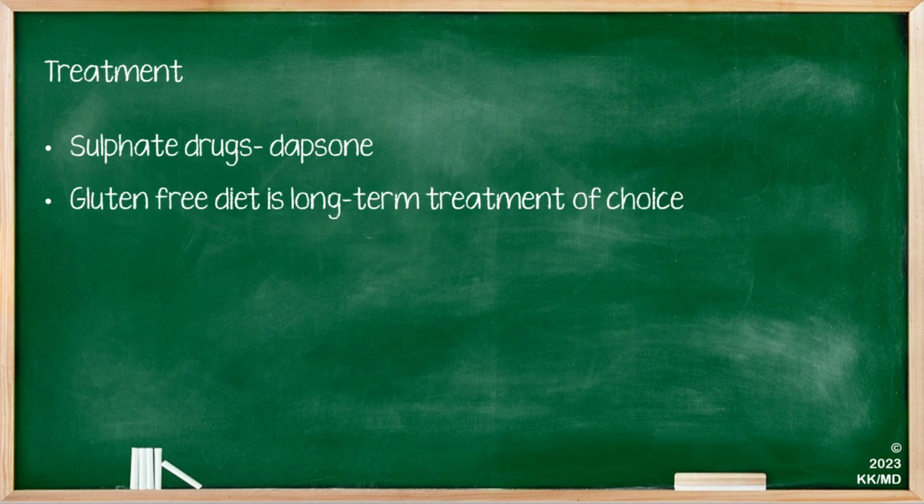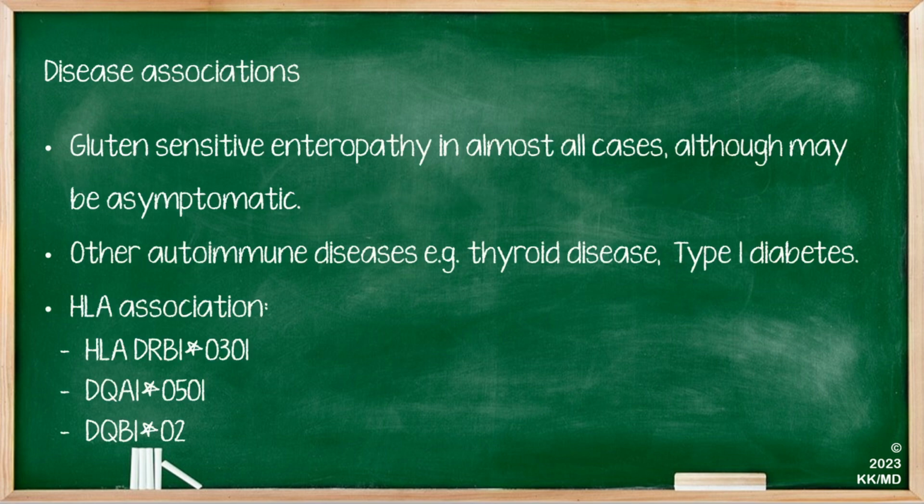As for its treatment, it's really a gluten-free diet as the long-term gold standard of treatment. However, for active disease, sometimes sulfone drugs such as dapsone can be considered. Dermatitis herpetiformis is one of those conditions that has quite a few associations, and the biggest one is gluten sensitivity in the form of celiac disease. However, sometimes those patients may be asymptomatic. It's also associated with other autoimmune conditions such as thyroid disease and type 1 diabetes.